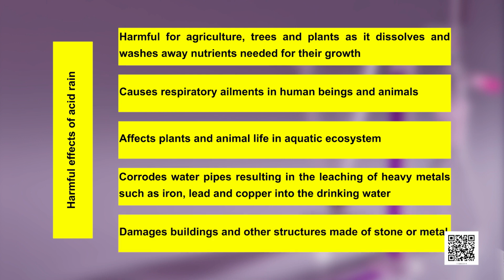It damages buildings and other structures made of stone or metal. The Taj Mahal in India has been affected by acid rain, and it is a perfect example to see the adverse effect of acid rain. Acid rain reacts with marble, that is calcium carbonate, of the Taj Mahal, causing damage to this wonderful monument that has attracted people from around the world.